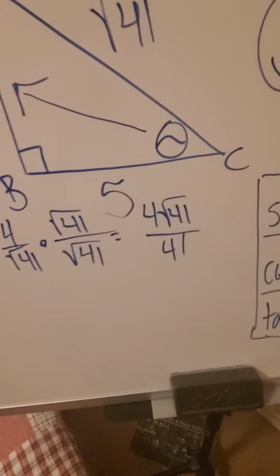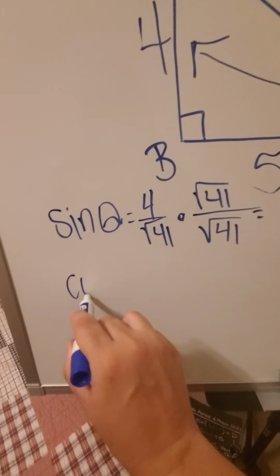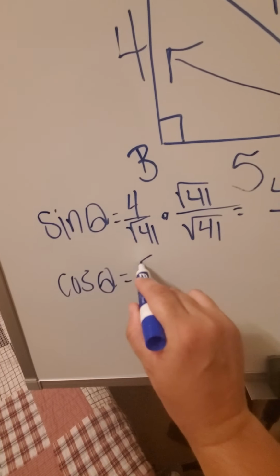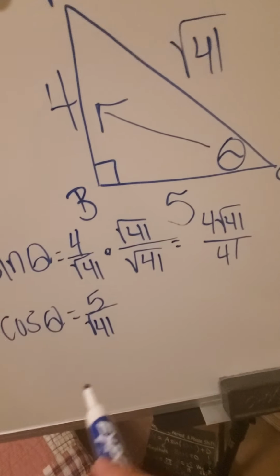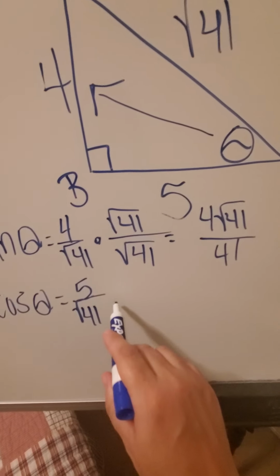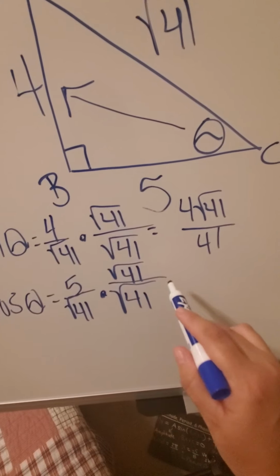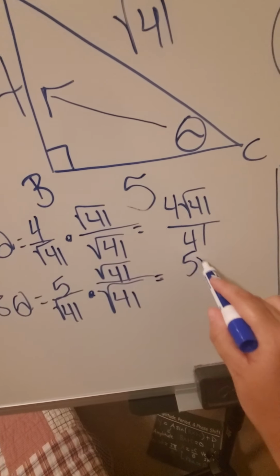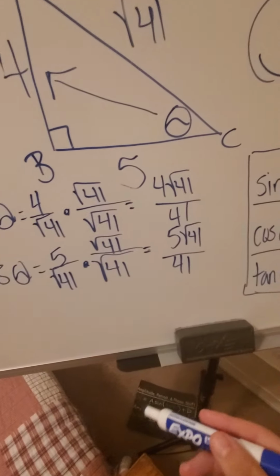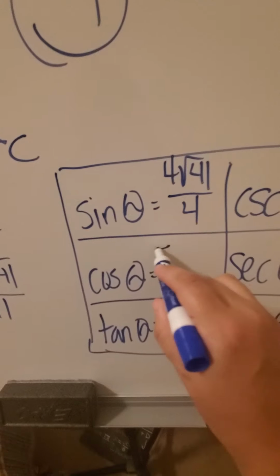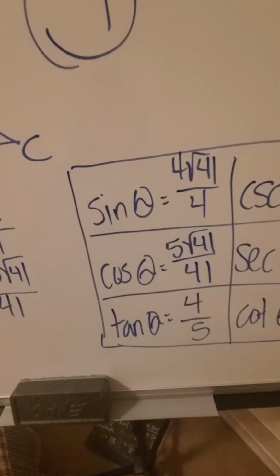All right, cosine. Cosine, remember, is adjacent over hypotenuse. So cosine theta is adjacent 5, right, over hypotenuse, square root of 41. It's just like sine. I have that square root in the bottom, so I have to multiply by square root of 41. If I do it on the bottom, I have to do it on top. So that would give me 5 square roots of 41 over 41. Okay, that's the math that I didn't show you earlier. So I'm going to put here 5 square roots of 41 over 41. So there's sine, cosine, tangent finished.